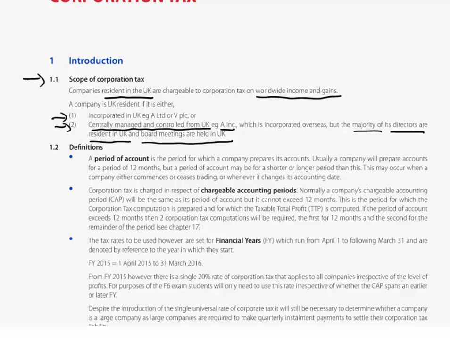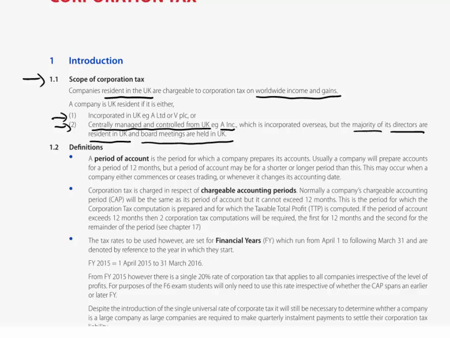Now, if we get a Section C question that asks us to prepare a corporation tax computation, what you will be given in the question is the statement of profit or loss, our profit and loss account, our income statement, call it as you will. And a company may prepare its statement of profit or loss for any period of time that it chooses.